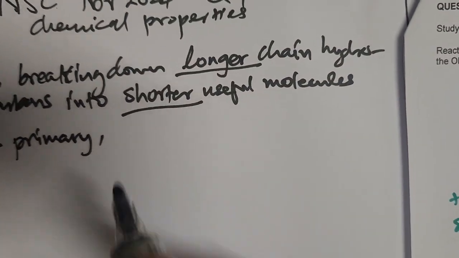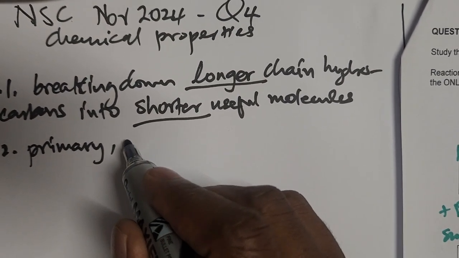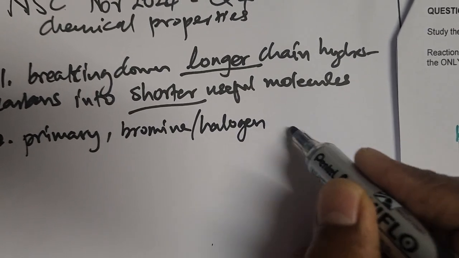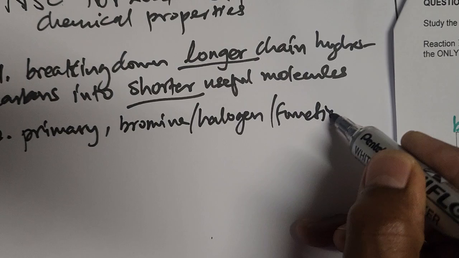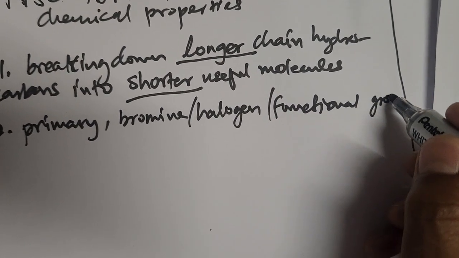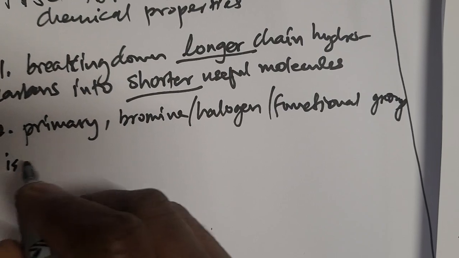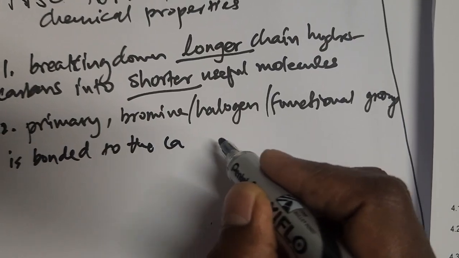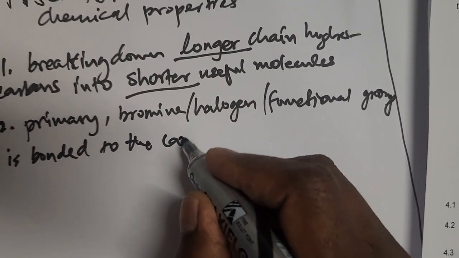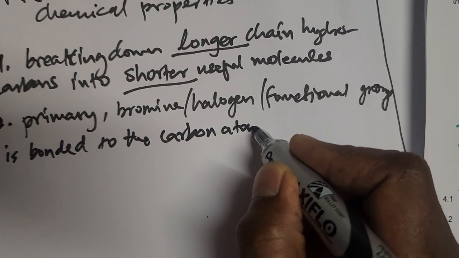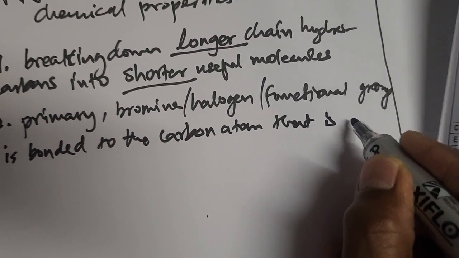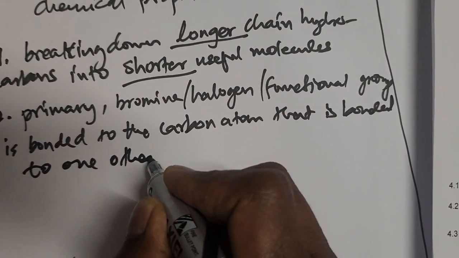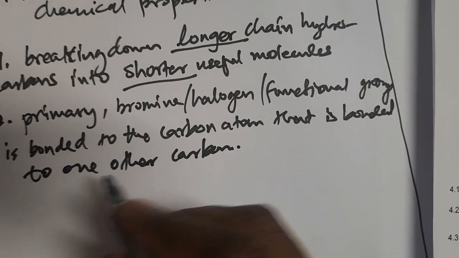They say give reason for your answer. Why is it a primary haloalkane? Then now we put a description there. You say either the bromine, or the halogen, or you can even say the functional group is bonded to the carbon atom that is bonded to one other carbon. So that will be the perfect one.